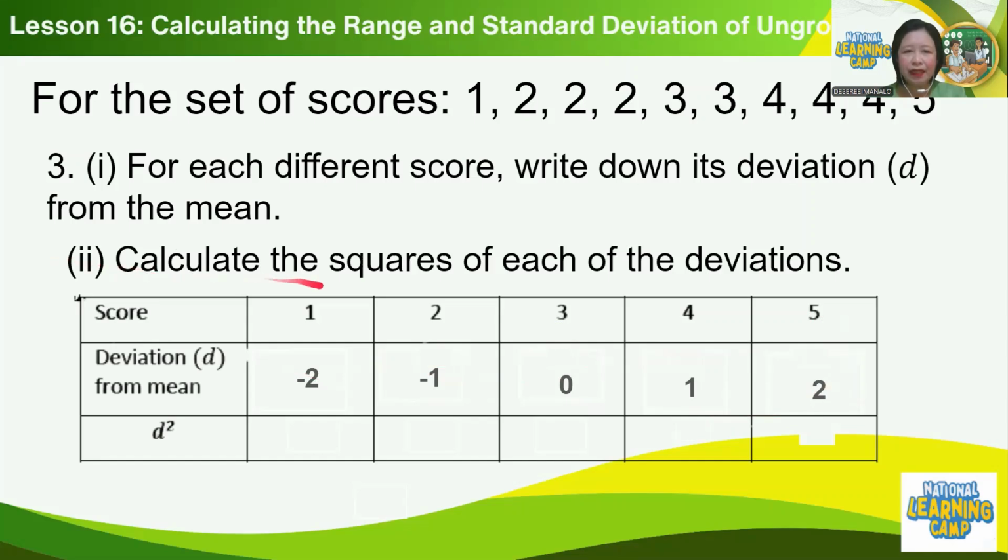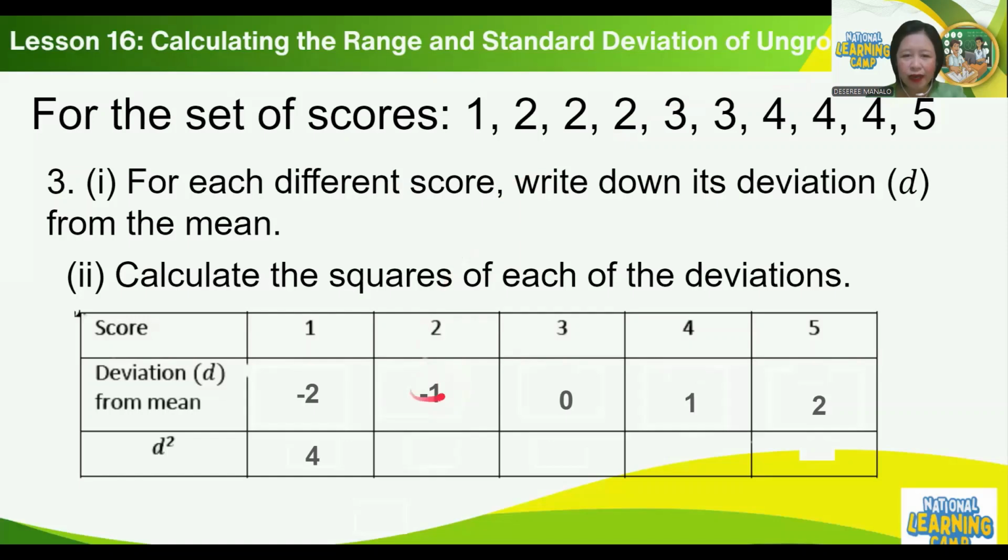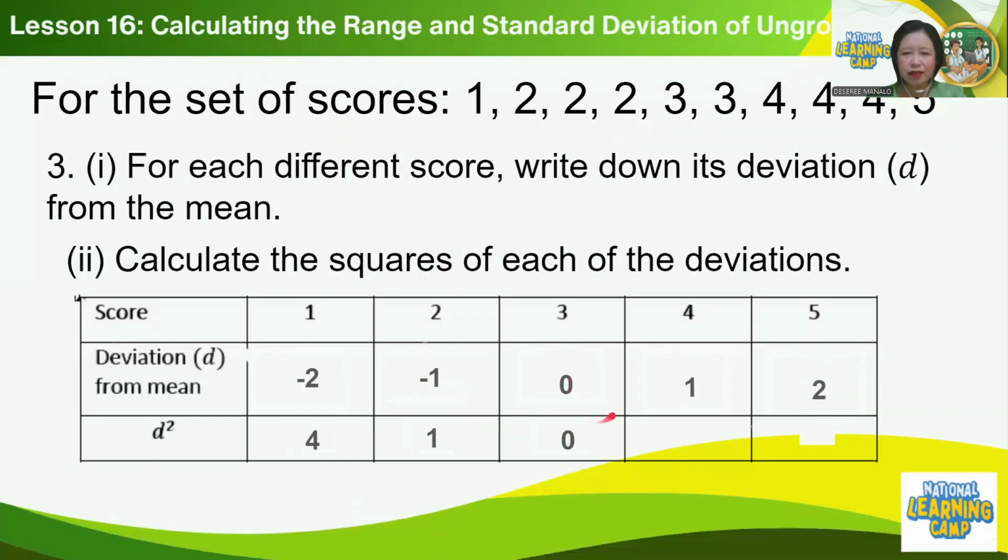3, 2. Calculate the squares of each deviation. So when we say square, you're going to multiply the value of this deviation by itself. So meaning, negative 2 times negative 2 is equal to 4. Negative 1 times negative 1 is 1. 0 times 0 is 0. 1 times 1 is 1. And 2 times 2 is 4. So these are the values of the square deviation.